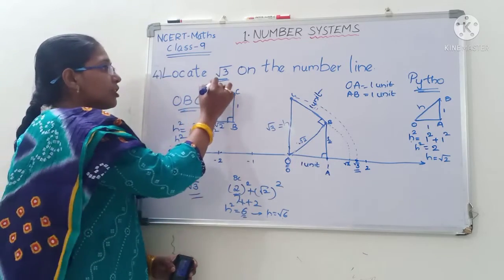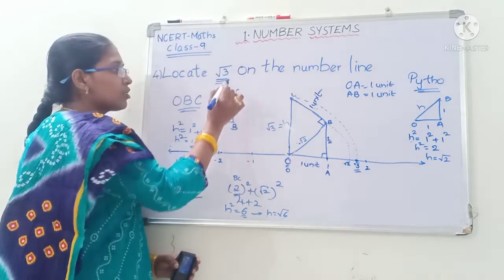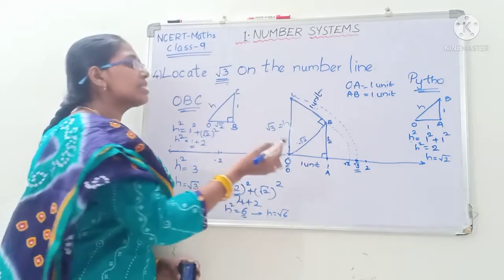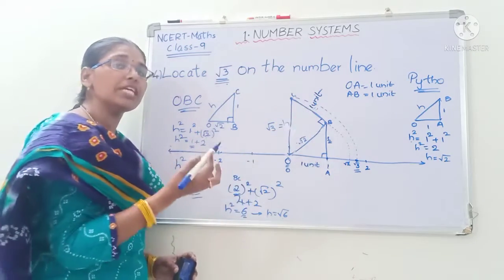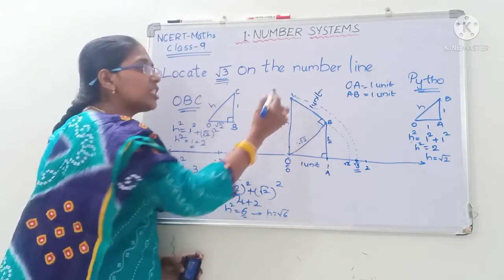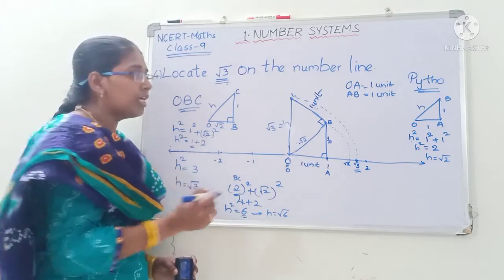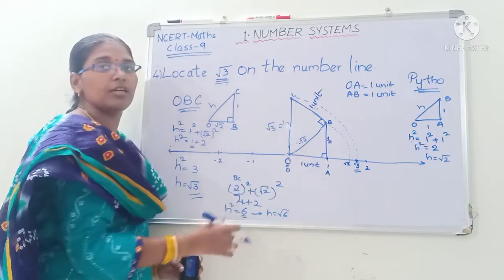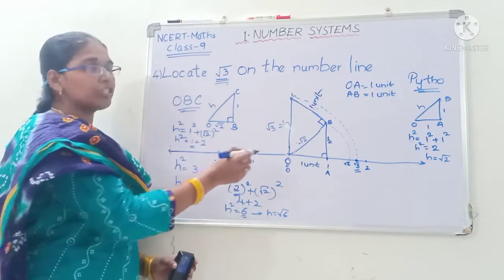So understand the question, children, properly. If root 3 is given, you take like this. If root 6 is given, you take 2 units. If something else is asked, according to that, change the length of the perpendicular you draw. Change the length here you take. Okay, children? According to the question, you do this.